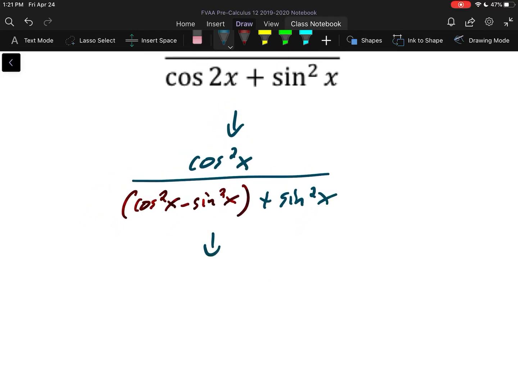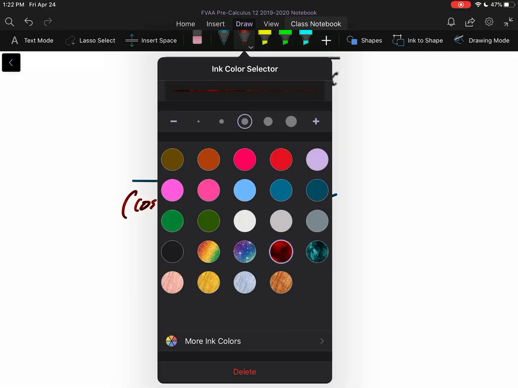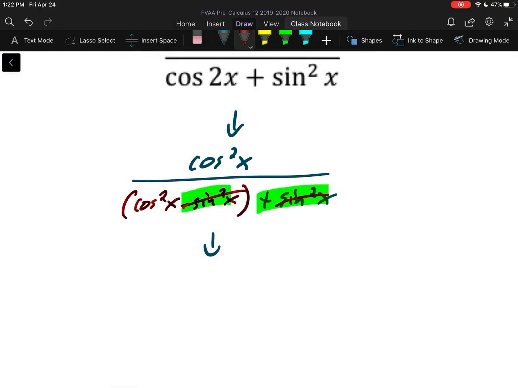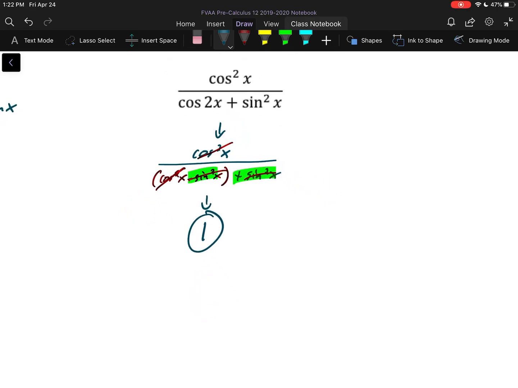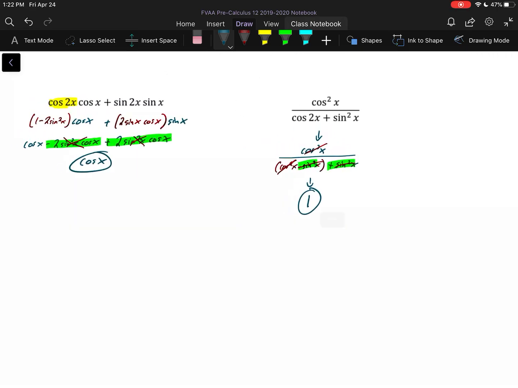There's no multiplication here because it's a plus. So the minus sine squared x and positive sine squared x cancel out. And the cos squared x on the top and the cos squared x on the bottom that's left over cancel out. So my answer here is 1. Isn't that wonderful? Isn't that so satisfying? Hopefully you feel as strongly about that as I do.